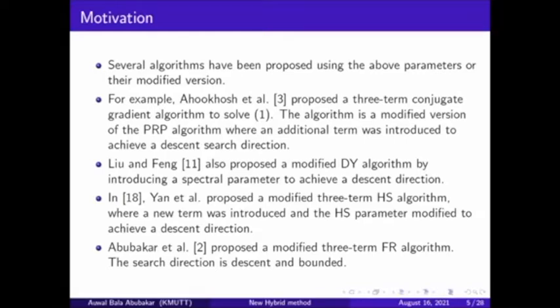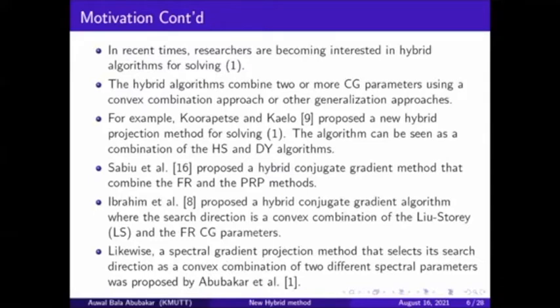And why we are interested in that property is because it is crucial in showing the convergence of the method. Now the second set of papers that we are motivated by are the hybrid methods. All the papers I mentioned here are hybrid. For example, Kylo and Koropetse proposed a new hybrid conjugate gradient method. The algorithm can be seen as a combination of the HS and DY.